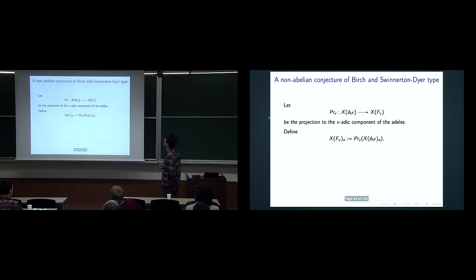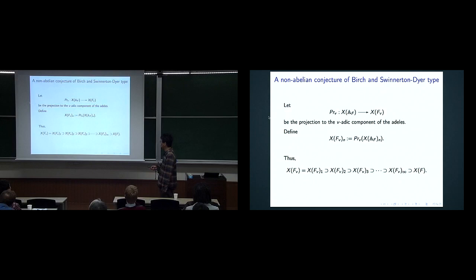So I'm going to state a conjecture here that in some sense states that the points can be computed. How does this conjecture go? Well, in order to do that, it's inconvenient to use all the adelic points. Instead, I'm going to project to one of the non-Archimedean components, the v-adic components of the adelic sum, and denote by X(F_v) sub n simply the projection of the nth level of the filtration on the adelic points. This way, you get a filtration of the v-adic points as well: X(F_v) sub 1, X(F_v) sub 2, and so forth.